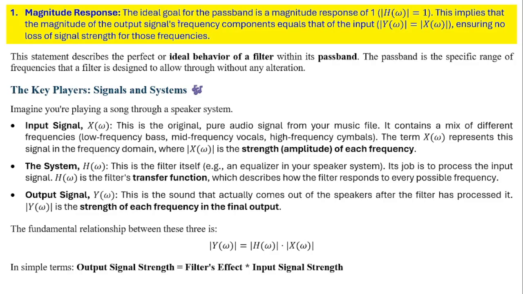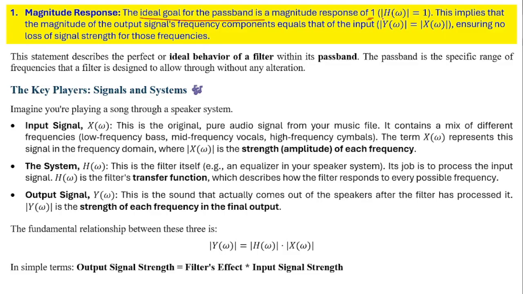So in the magnitude response, what you have to keep in mind is that when we talk about the magnitude response, the ideal goal for the passband is a magnitude response of 1.